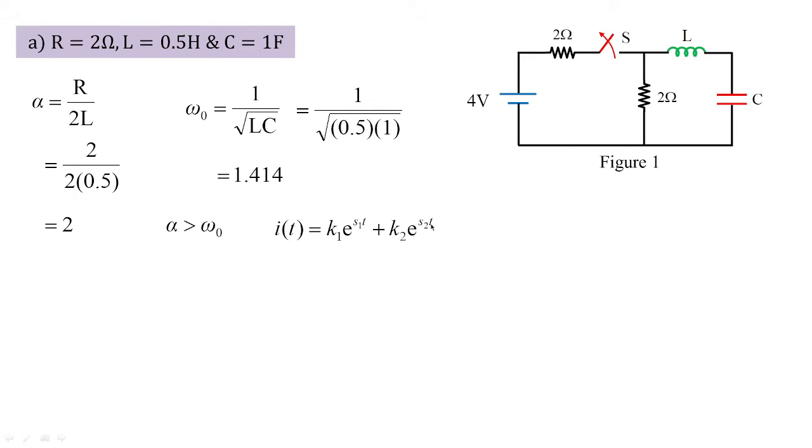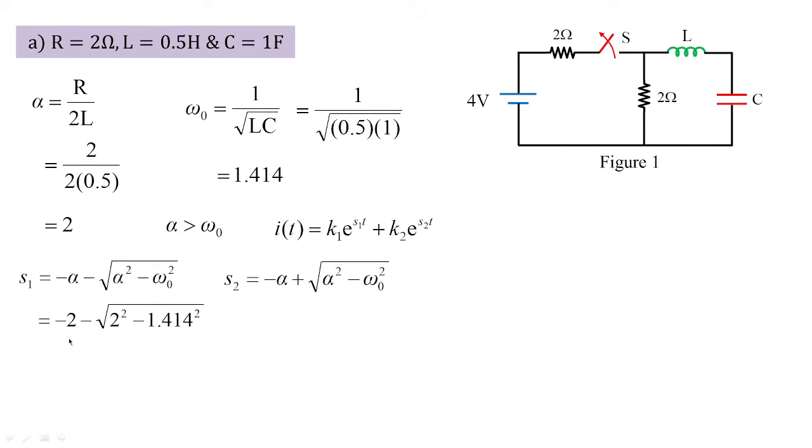Let us find out the values of s1 and s2, where s1 is given by minus alpha minus under root alpha square minus omega naught square, and s2 is equal to minus alpha plus under root of alpha square minus omega naught square. And what are the values of alpha and omega naught we got over here? Just substitute the values wherever you have alpha and omega naught. So in case of s1, it is minus 2 minus under root of 2 square minus 1.414 square. And s2 is minus 2 plus under root of 2 square minus 1.414 square.